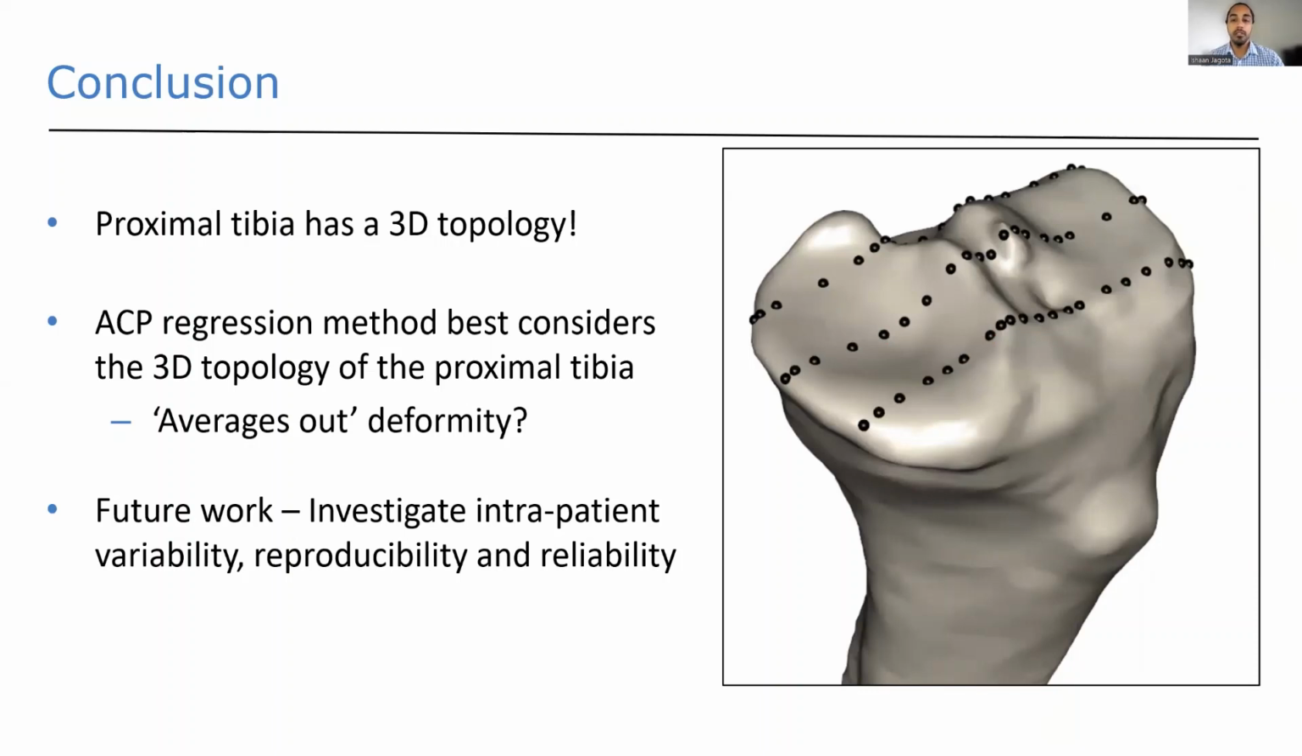So in conclusion, it's important to consider the 3D geometry or topology of the proximal tibia. Out of the techniques discussed, the ACP regression approach best considers this 3D topology as it averages out any potential deformities, or more so localized deformities. Our future work aims to investigate intrapatient variability, reproducibility, and reliability of the 3D geometric analysis.